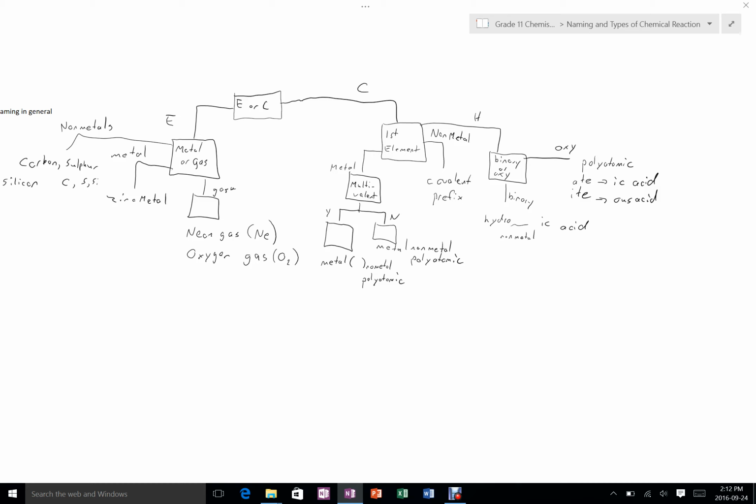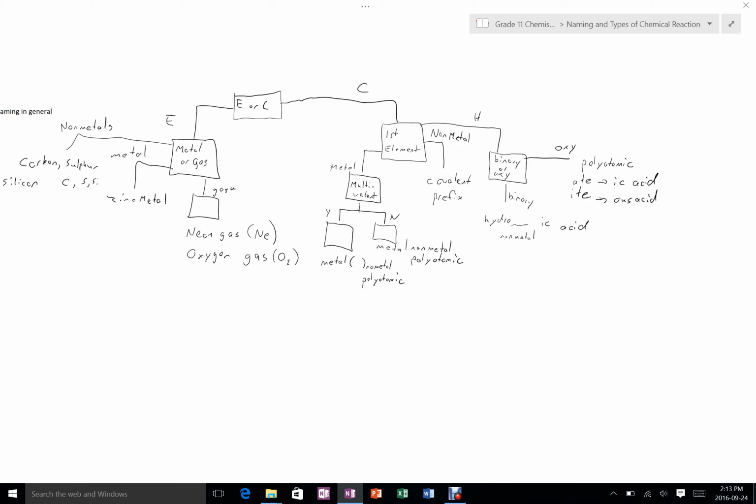If it's a compound, we look at the first element. If the element's a metal, the next thing we do is ask, is it multivalent? If it's multivalent, then we put the valence in brackets in between, metal, non-metal. Remember, we're changing the ending to IDE there. Or if it's a polyatomic, metal, brackets, then polyatomic. If it's not multivalent, like any of the ones in the first two columns, then we don't include the brackets at all. If the first element's a non-metal, then we're dealing with a covalent compound, and so we use that prefix system that we covered in a previous video.